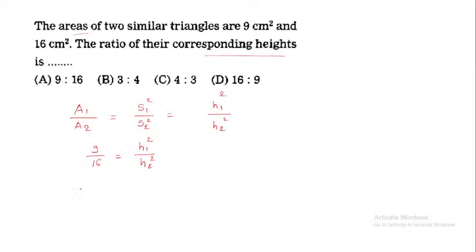So we take the square root on both sides. The square root of 9 is 3 divided by the square root of 16, which is 4, equal to H1 divided by H2. So this is the ratio 3 divided by 4. That means 3 is to 4 and not 4 is to 3. So 3 is to 4 is our correct answer, which is given at alternative B. So B is the correct answer for this question.